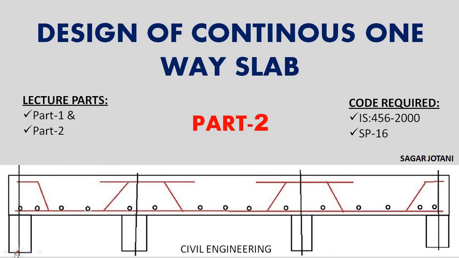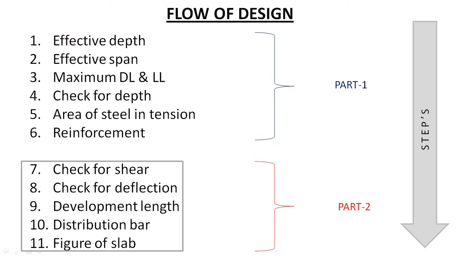Hello everyone, and welcome to the second part of the design of continuous one-way slab. In the first lecture we have seen the 6 steps. The 6 steps are the effective depth, effective span, maximum dead load and live load, check for depth, and area of steel in tension. So we have completed the first part of the design of continuous one-way slab.